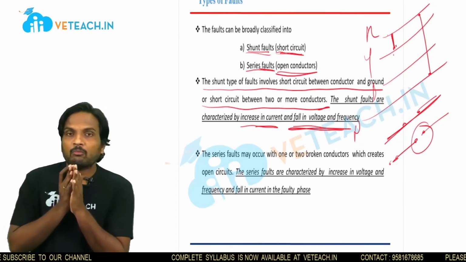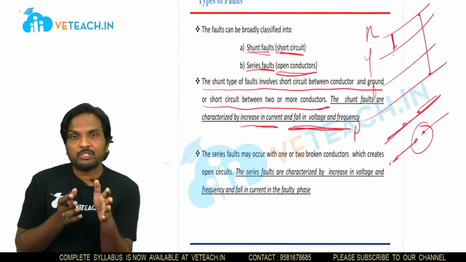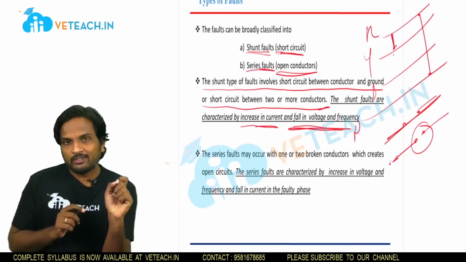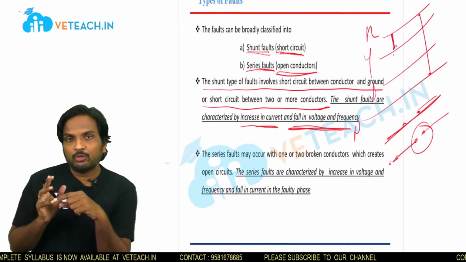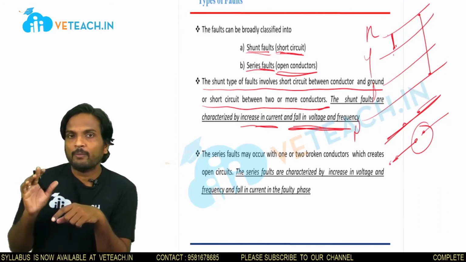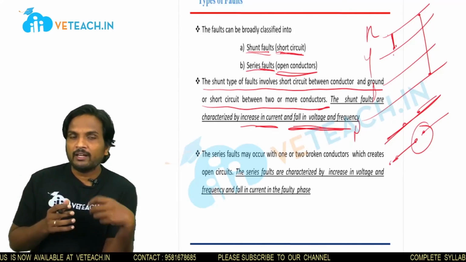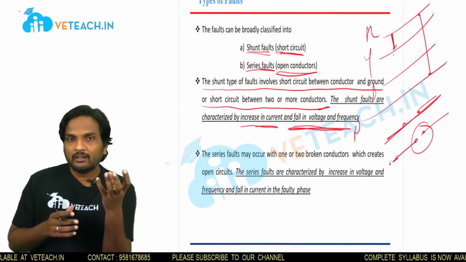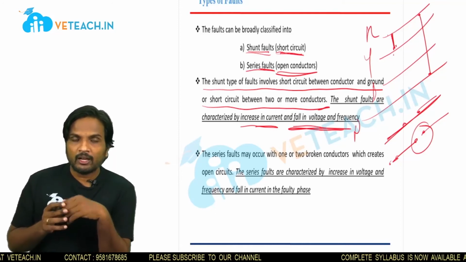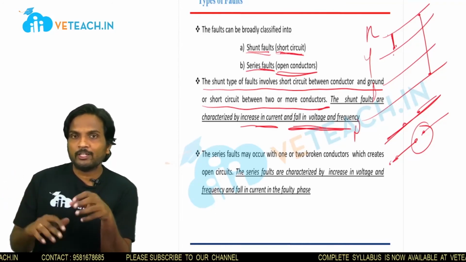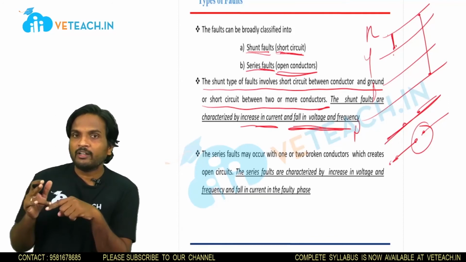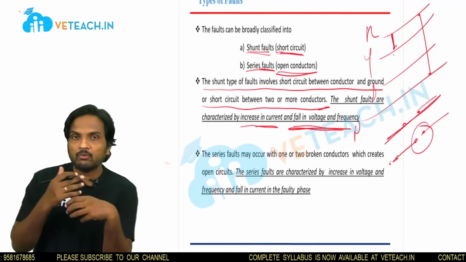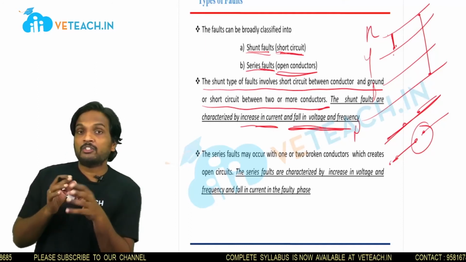So now faults are broadly classified into two types. The first is the short circuit fault, also called a shunt fault. Series faults are also called open circuit or open conductor faults. A shunt fault is characterized by an increase in current and a decrease in voltage and frequency, whereas a series fault is characterized by a decrease in current and an increase in voltage and frequency. That is how we classify the faults, shunt and series. Now we will see what shunt faults and series faults are.